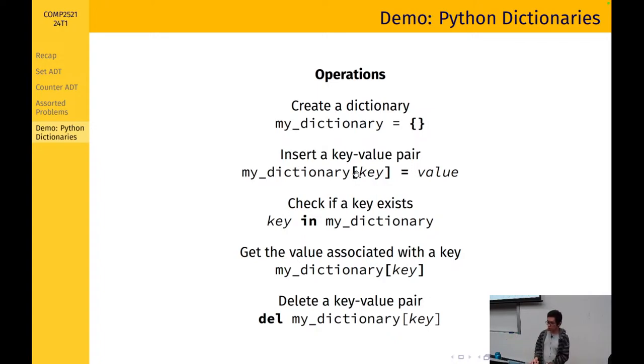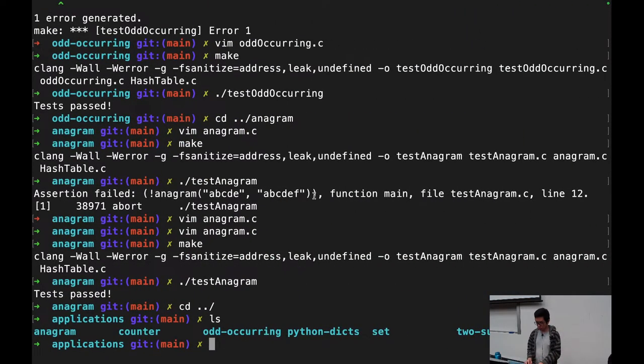So what we're doing is indexing into the dictionary using the key, and then setting that to the value. To check if a key exists, we use the in keyword, which is very nice. To get the value associated with the key, we again use the pair of square brackets. And to delete a key-value pair, we use the del keyword. So let's just go through a quick example.